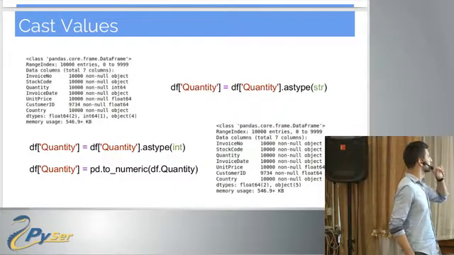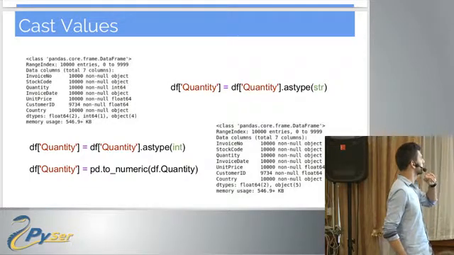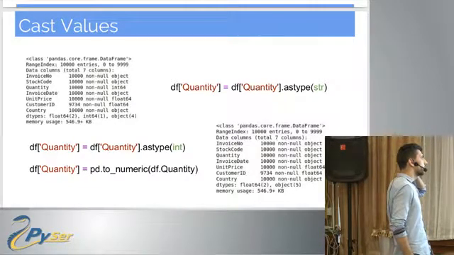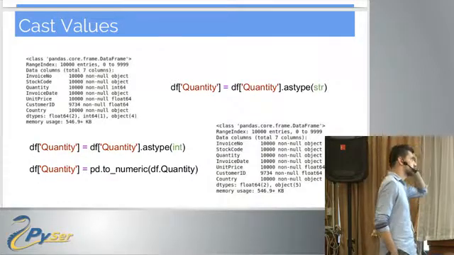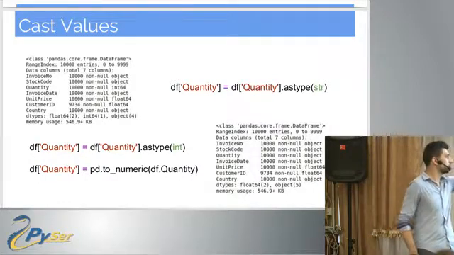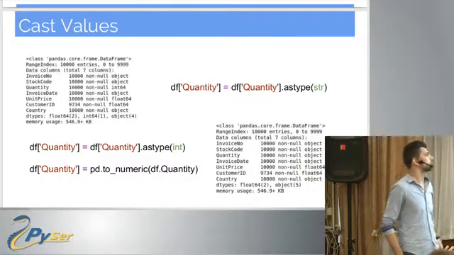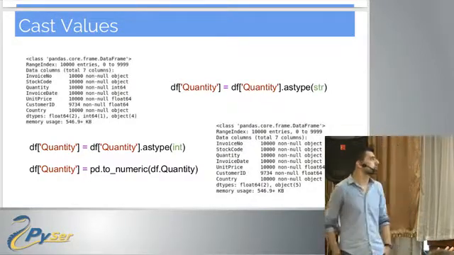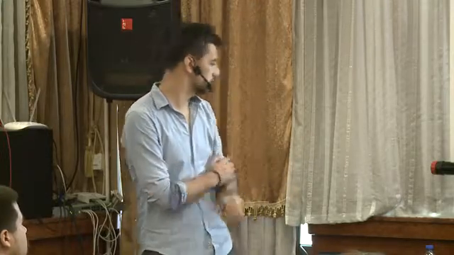For example, in this particular data frame, quantity is supposed to be integer, as it is, but if you want to convert it to string, you can use the code in the example. And if you want to return it to integer, just replace string with integer in brackets. Okay, with datetime we will meet a little bit later.